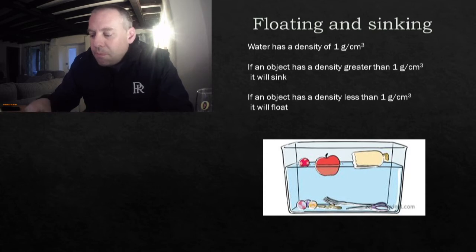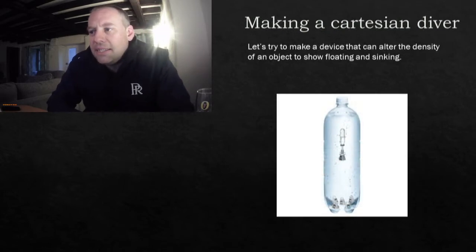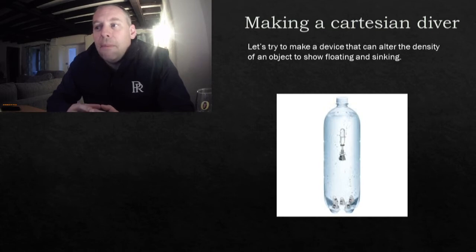Now, to prove this and to show this in action, I'm going to ask you to build a Cartesian diver. And a Cartesian diver is an object, a model that you can make quite easily in your kitchen, where you can alter the density of an object by squeezing on it. Now, I'm going to go to the kitchen and show you how to make a Cartesian diver. See if you can make one, and then you can see how you can change the buoyancy by changing the density of the gas inside the object. So I'm going to leave you to do that, and I'll see you afterwards.